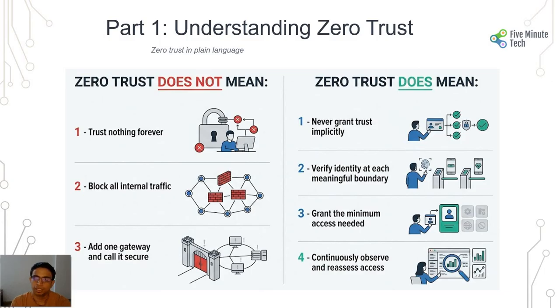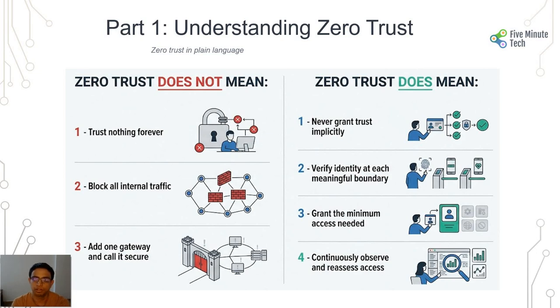So part 1, trying to understand Zero Trust architecture. Zero Trust does not mean that every system becomes unusable or that no service can communicate with another service. It means access must be explicit.